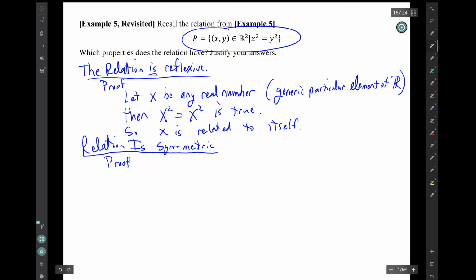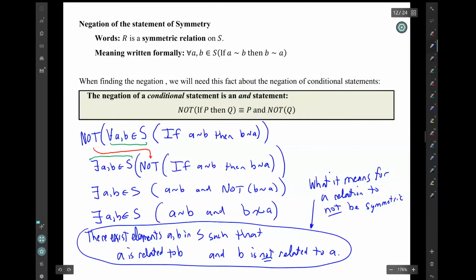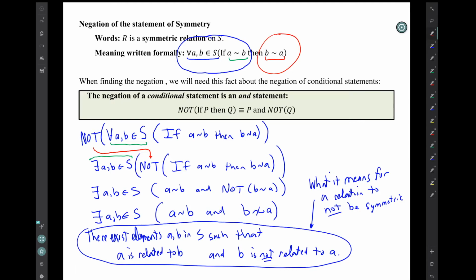Well, let's go back up again and look at the definition of symmetric. Symmetric is defined this way. For all A and B in set S, if A is related to B, then B is related to A. So we will prove this using a direct proof. Remember what goes into a direct proof. In statement 1, you introduce generic elements that satisfy the hypothesis. And then in the final step of the proof, you prove that those elements also satisfy the conclusion.